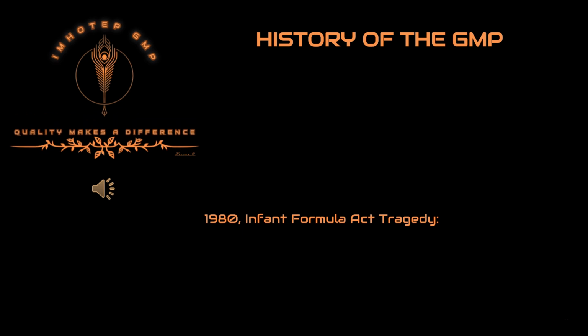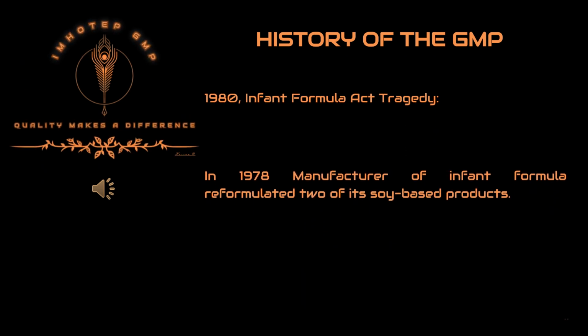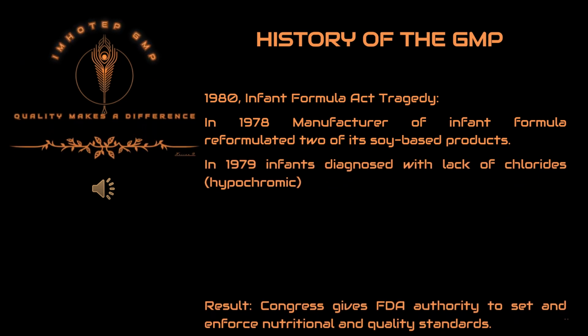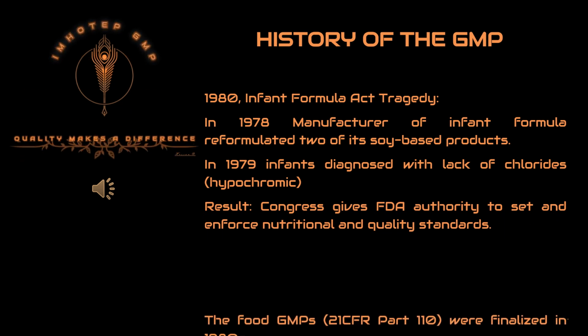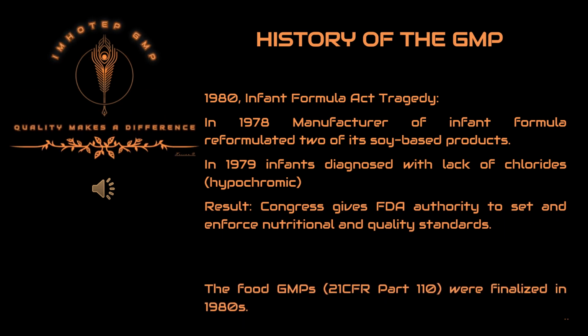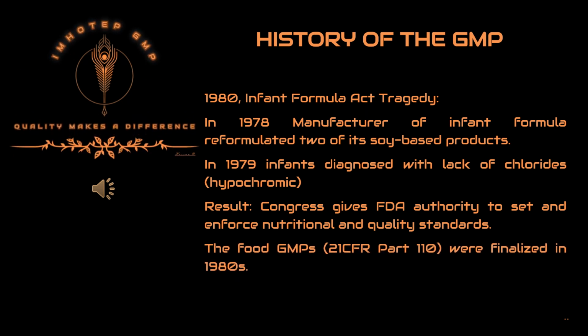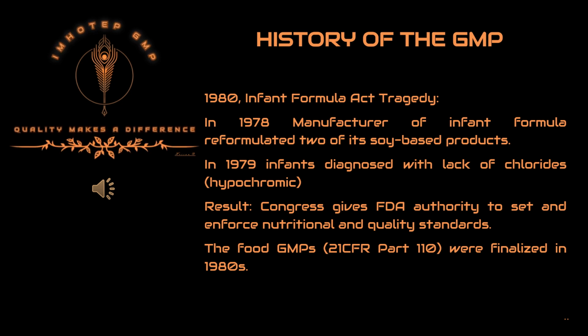1980. Infant Formula Act tragedy. In 1978, a manufacturer of infant formula reformulated 2 of its soy-based products. In 1979, infants were diagnosed with a lack of chlorides, hypochloremia. Result: Congress gives FDA authority to set and enforce nutritional and quality standards. The food GMPs, 21 CFR Part 110, were finalized in the 1980s.